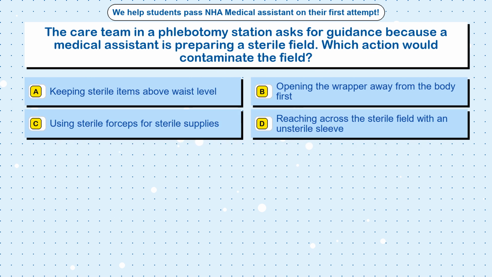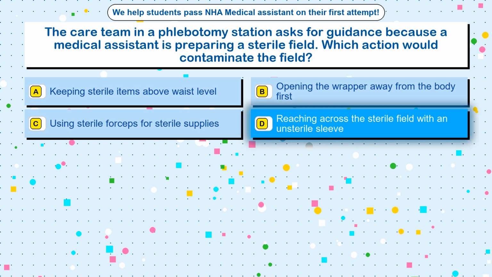Question 13. The care team in a phlebotomy station asks for guidance because a medical assistant is preparing a sterile field. Which action would contaminate the field? Option A, keeping sterile items above waist level. Option B, opening the wrapper away from the body first. Option C, using sterile forceps for sterile supplies. Option D, reaching across the sterile field with an unsterile sleeve. The correct answer is option D, reaching across the sterile field with an unsterile sleeve.